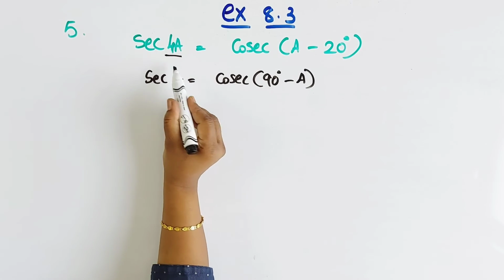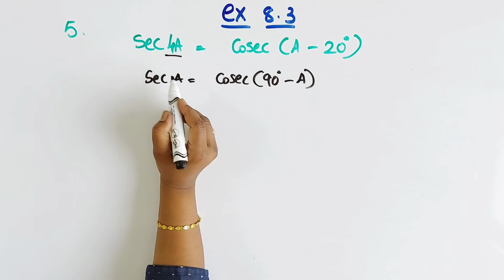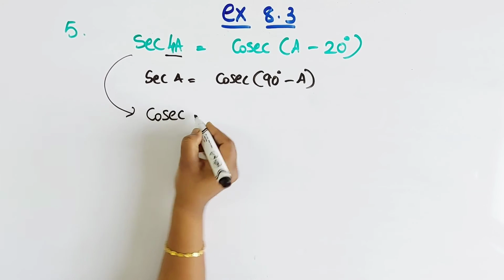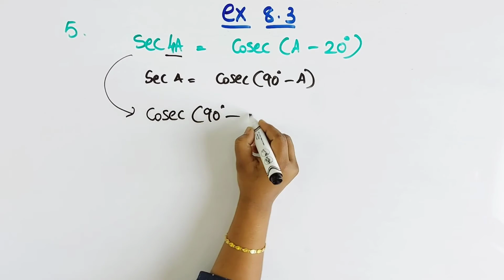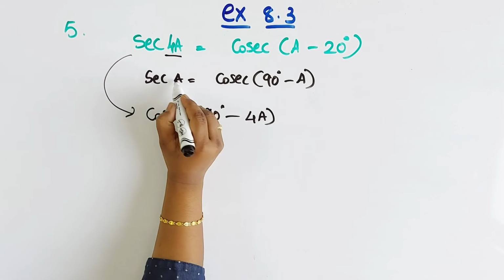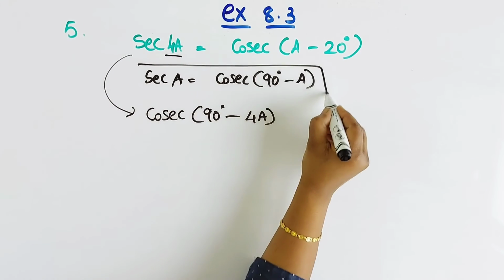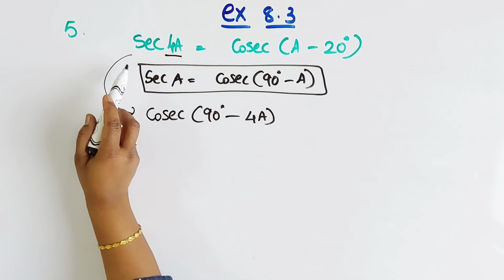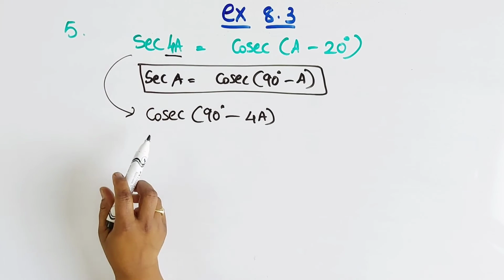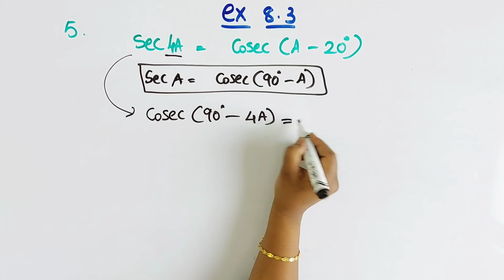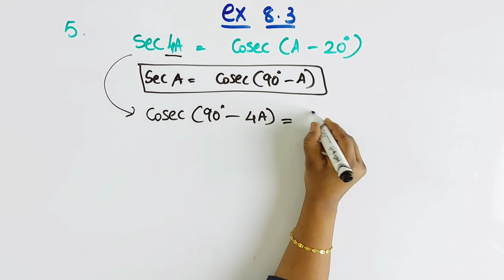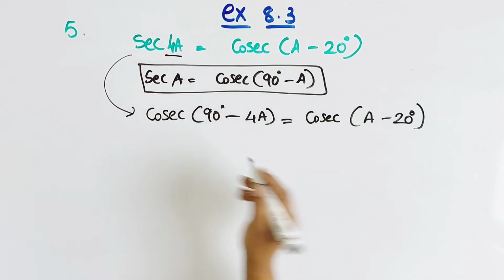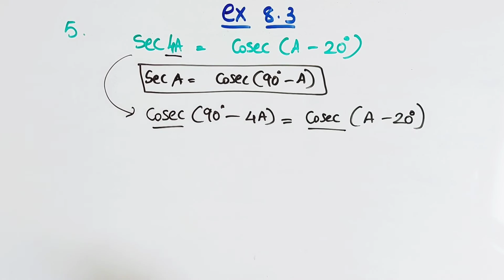Correct. Here they have given secant 4A. So secant 4A will be cosecant of 90 minus 4A. Right, children? This is our formula: secant A equals cosecant 90 minus A. Here they have given secant 4A, that's why cosecant 90 minus 4A. This equals the right hand side, cosecant of A minus 20 degrees. Correct. Now here also cosecant, here also cosecant.